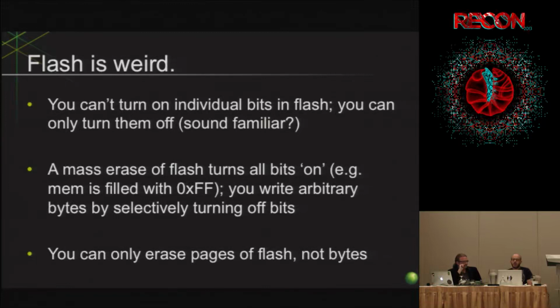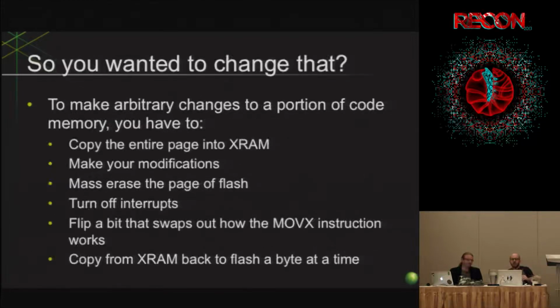The way the Tritium architecture works, the way that they recommend you do it, is that if you want to make a one byte or one bit change in a page, you copy that whole page into XRAM, and then make your modifications, and then mass erase the page back over here. Then you have to turn off interrupts and do all these other things to make flash suddenly writable, and then copy it back one byte at a time. So that's a real big pain, right?